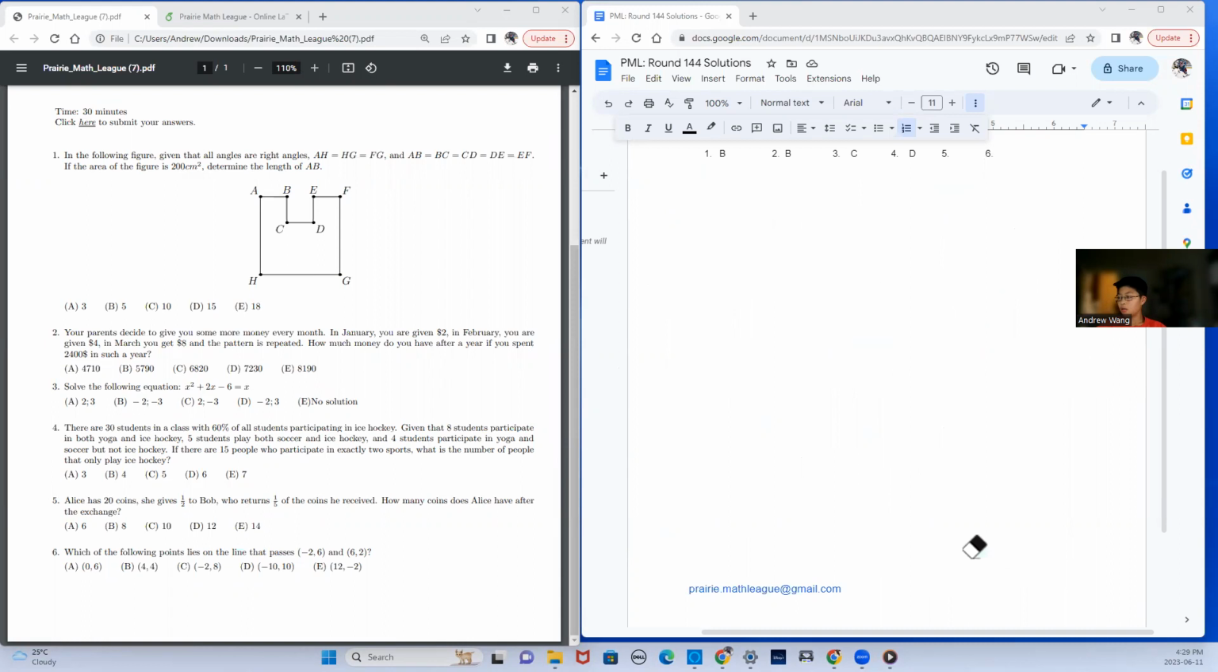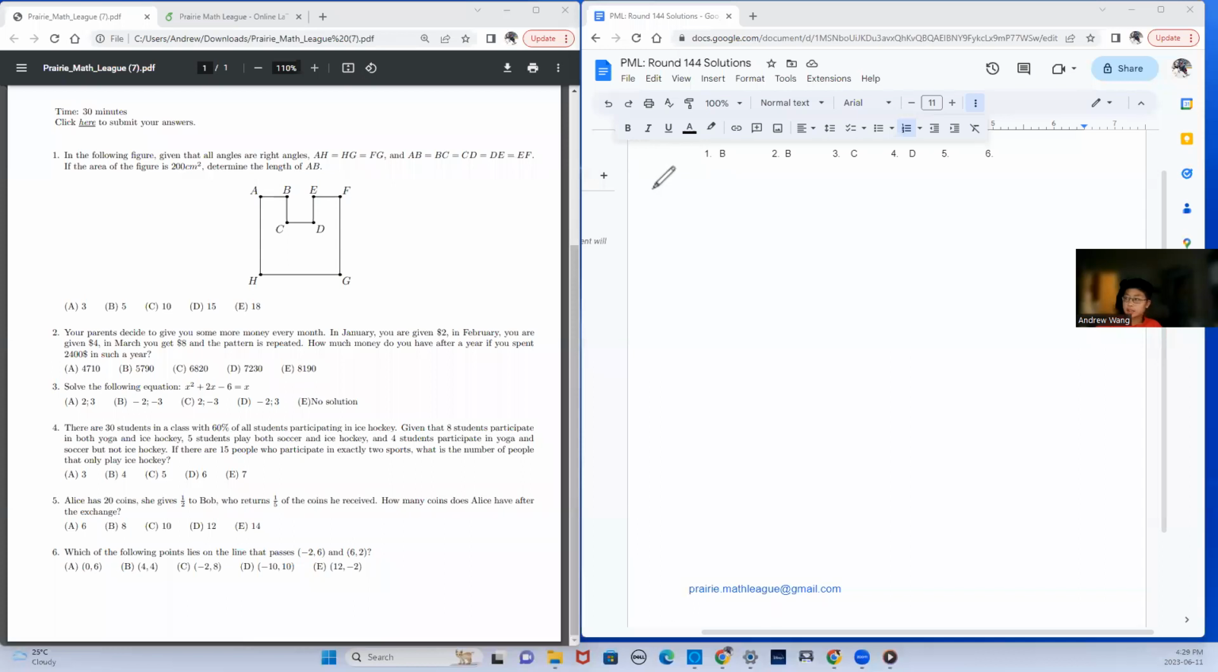All right. So question number 5. Alice has 20 coins. She gives half to Bob, who returns a fifth of the coins he received. How many coins does Alice have after the exchange? So it's a pretty simple question. We'll make two sides to solve this.